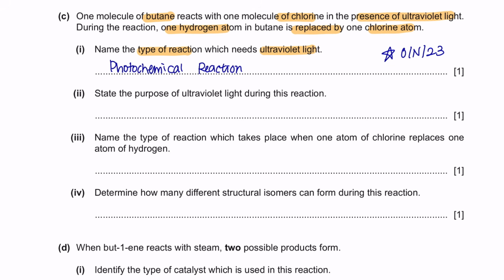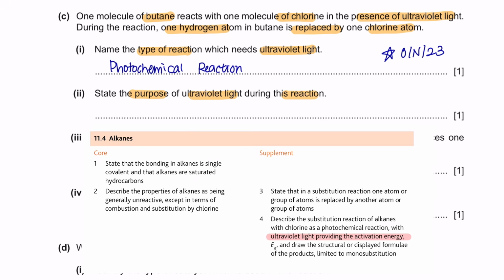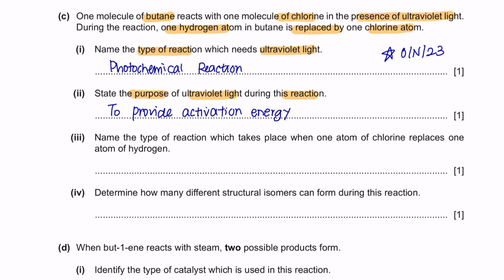Next, part 2. State the purpose of ultraviolet light during this reaction. The purpose of this light is to provide activation energy. Next, part 3. Name the type of reaction which takes place when one atom of chlorine replaces one atom of hydrogen. Butane is an alkane which cannot go through an addition process because it is saturated. Therefore, it will be replaced instead of added, which is called a substitution process.